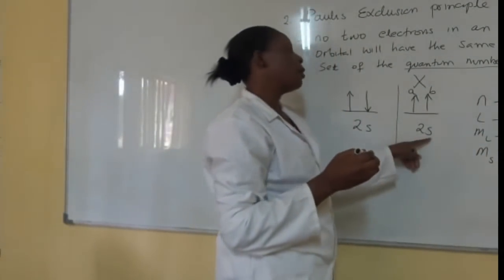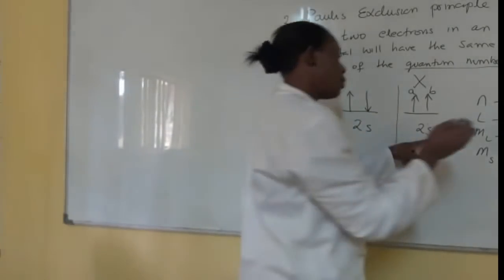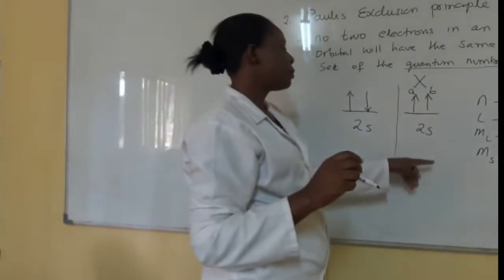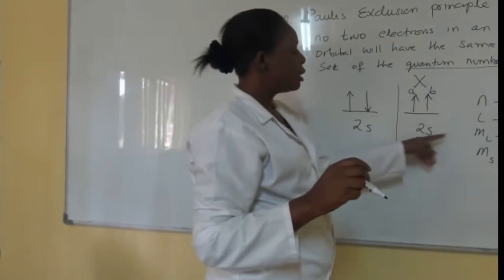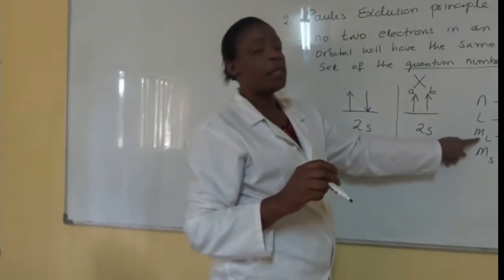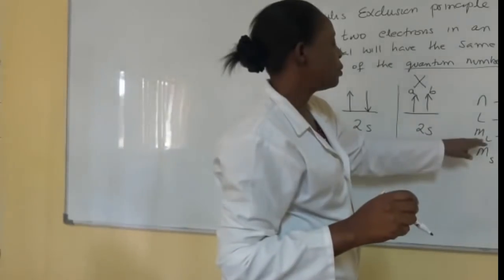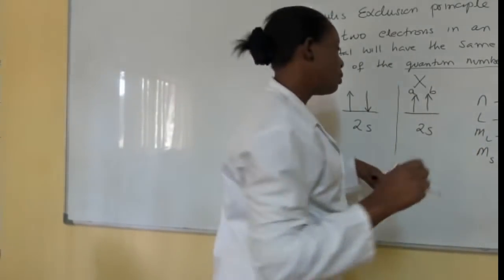We come to L. L here is 0, looking at the table I showed you earlier. If you have to determine your ML values, how do you actually determine ML values? These are values obtained from using the L value.